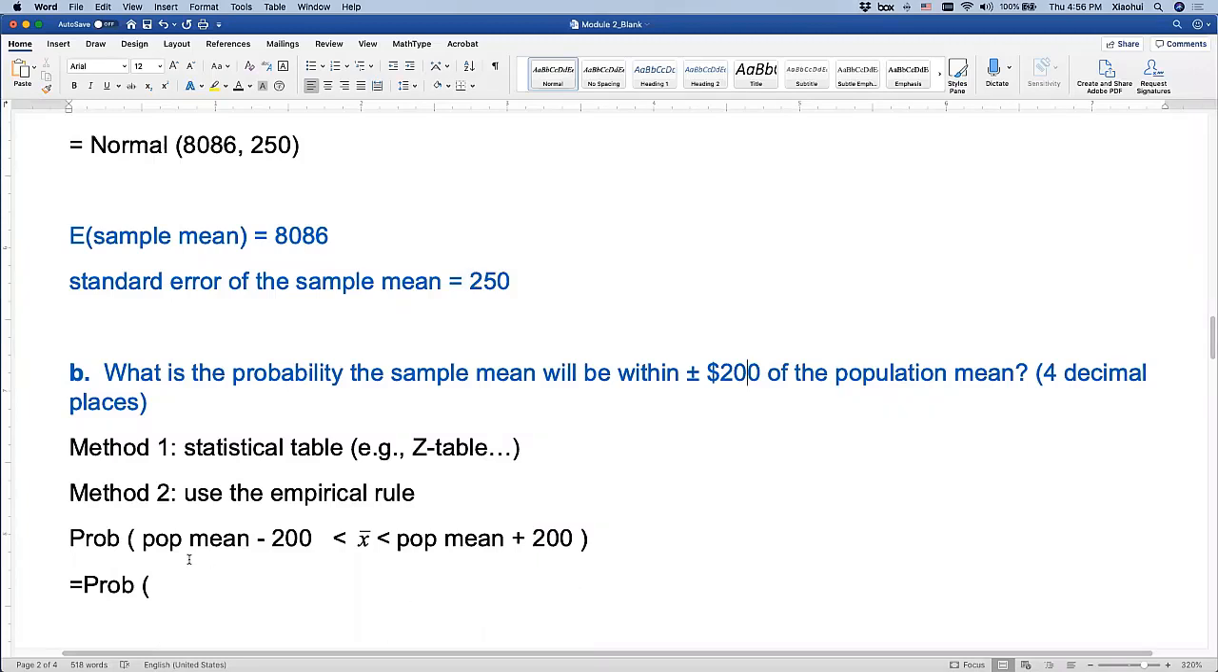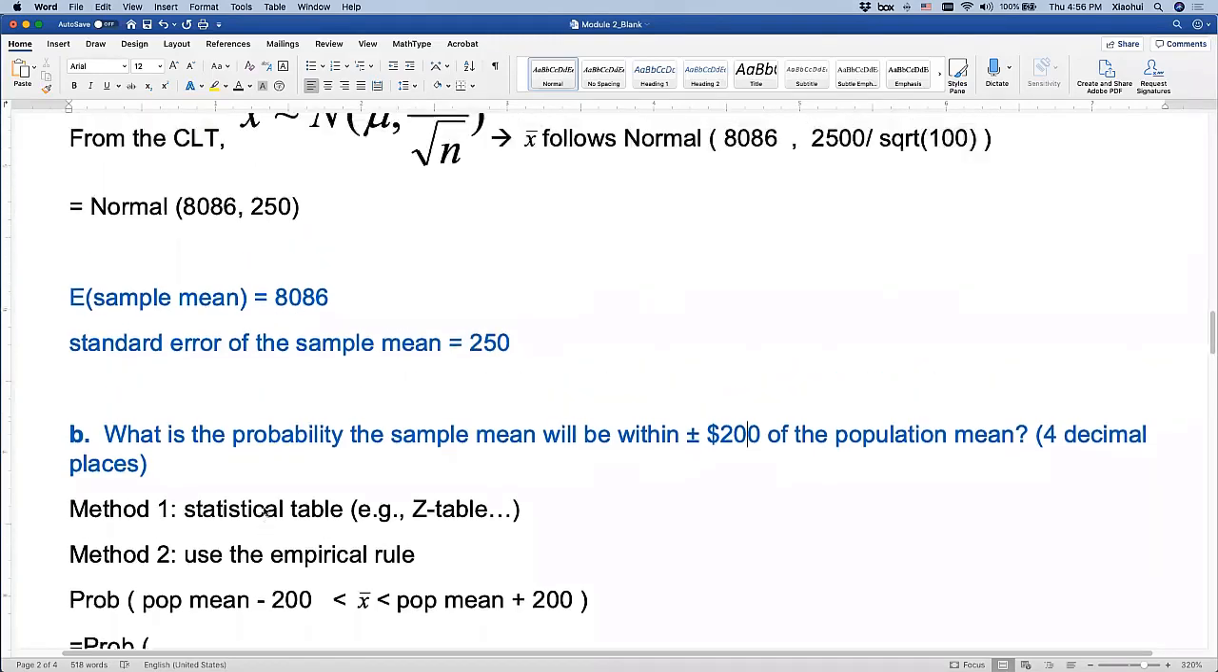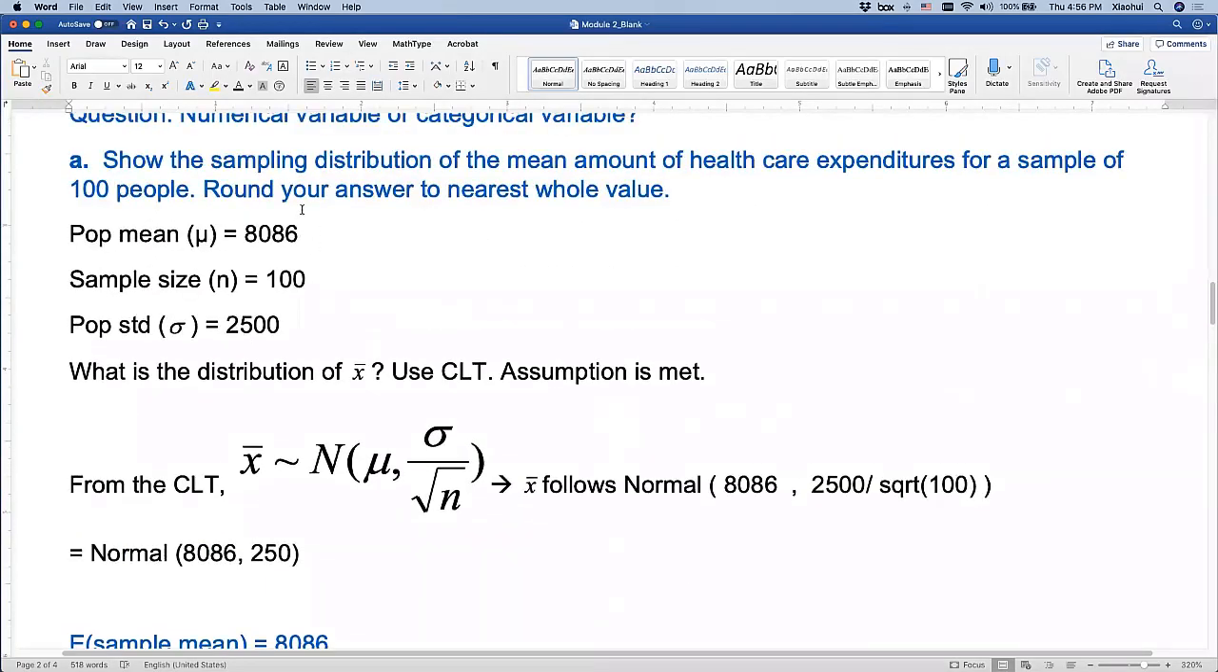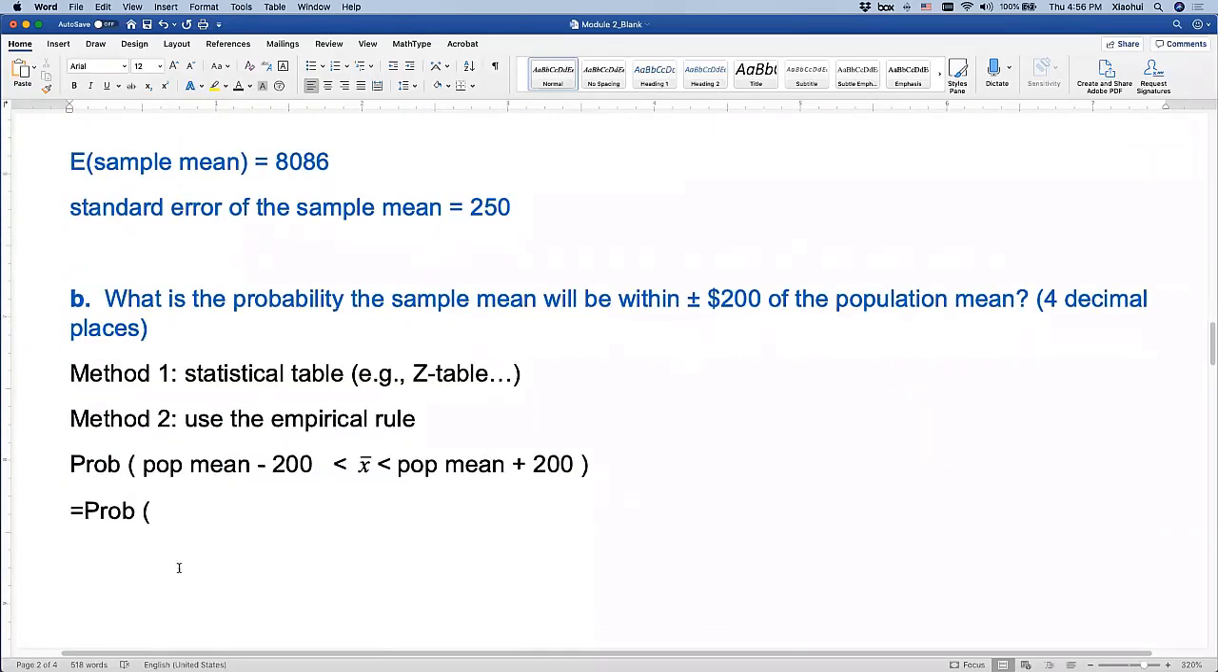And so population mean minus 200. Okay, so what is the population mean? We have it here, right? So it's very important that you write it out. It's 8,086. So you're gonna minus 200. Make sure you guys have a calculator. And okay, so you're gonna copy the sample mean here. On the right hand side is gonna be 8,286. Right, okay, so hopefully this part is straightforward to you.